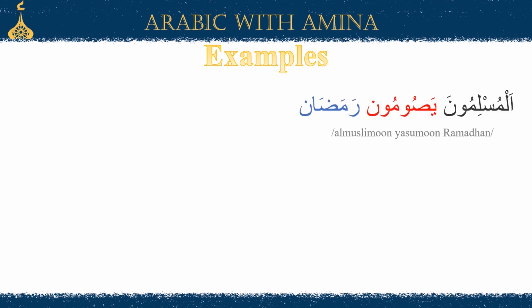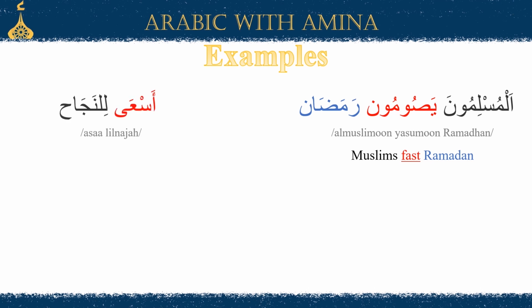المسلمون يصومون رمضان. Muslims fast Ramadan. This is a thing that occurs every year during the month of Ramadan. The Muslims will fast from sunrise to sunset. So this action is repeated, or it is a habitual action. أسعى للنجاح. I strive for success. I am always striving for success. It's not something I'm doing right now. It's something that is continuously done.